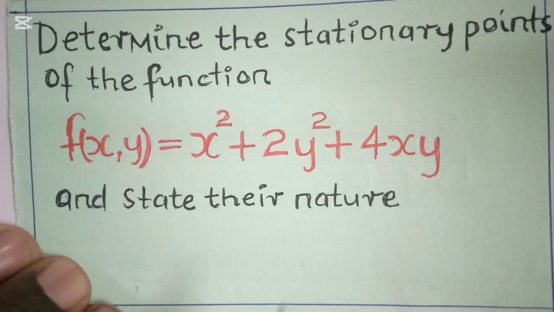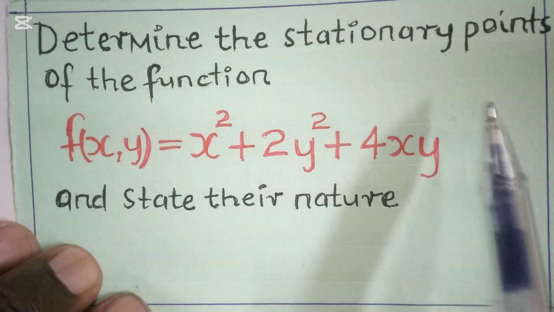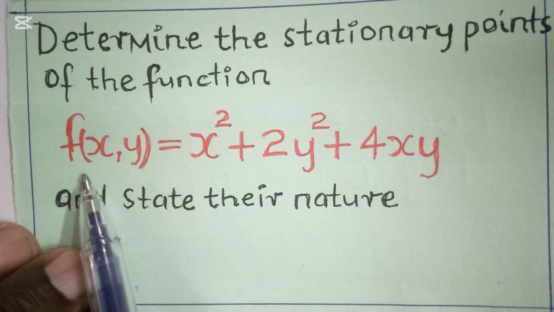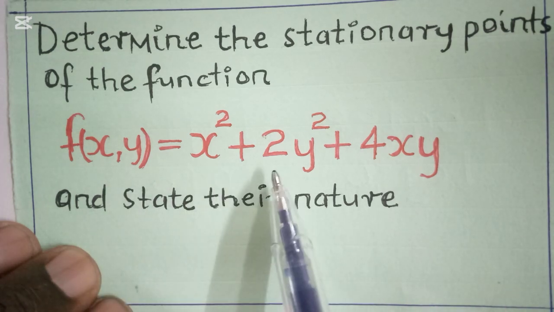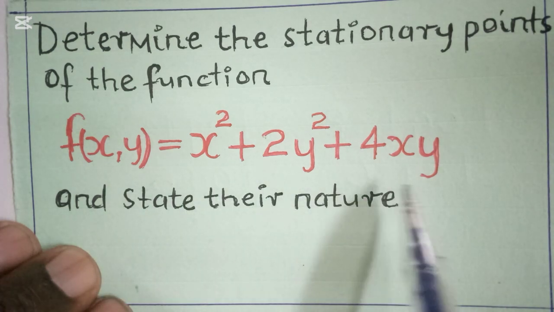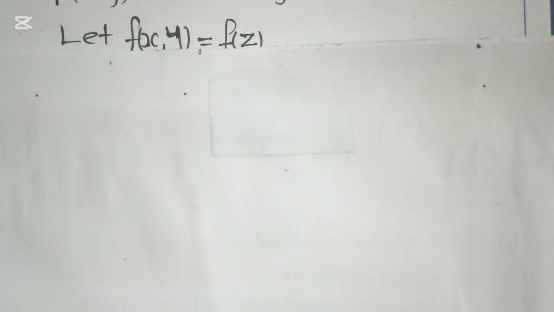Guys, we solved this problem before. I read the question: determine the stationary points of a function, that is, f of x and y equals x squared plus 2y squared plus 4xy, and state their nature. So guys, we start off with that question. First of all, we write that equation. For us to be able to get the stationary points, we do what we call partial differentiation.